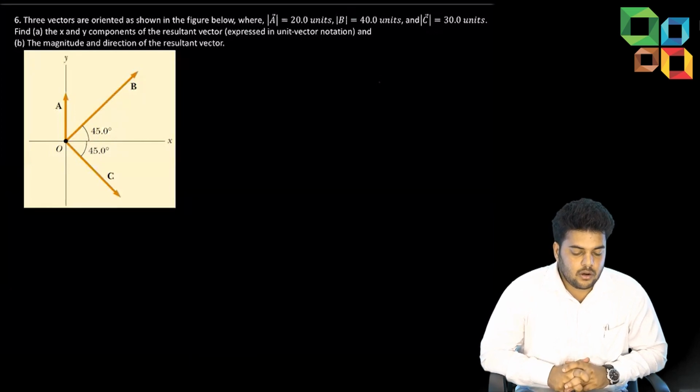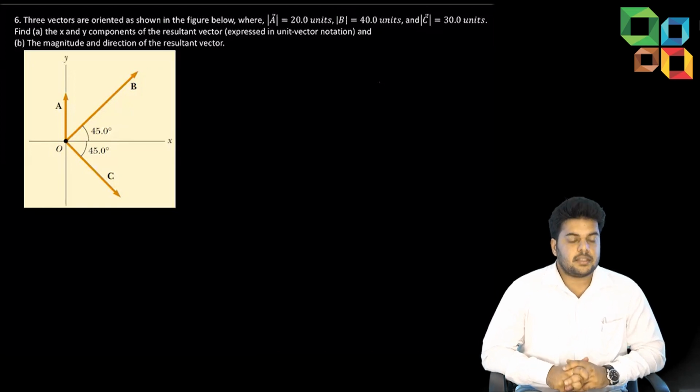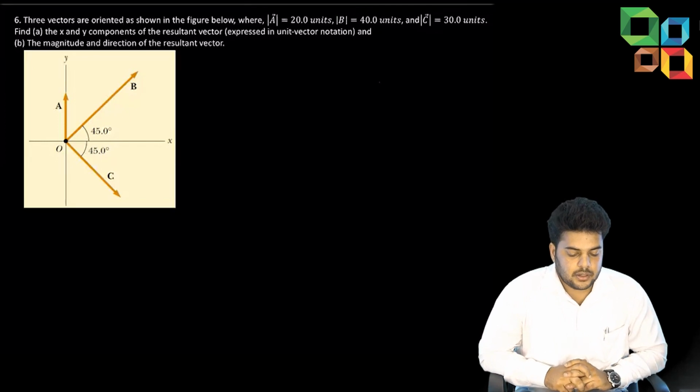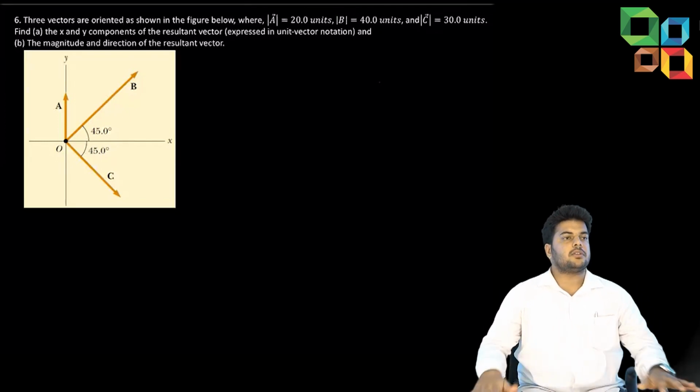Find the x and y components of the resultant vector expressed in unit vector notation, and the magnitude and direction of the resultant vector. So first you find the x and y components of the resultant vector, and then the magnitude and direction. This is for you guys.